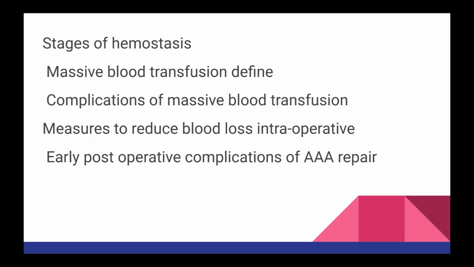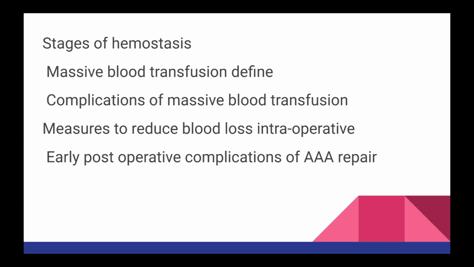Okay. So what are the measures which can be taken to reduce the blood loss intraoperatively? We can achieve early hemostasis. We can prevent hypothermia. Then we can maintain normothermia in the patient, and optimize coagulation. Then we can also give IV tranexamic acid and any other blood components.